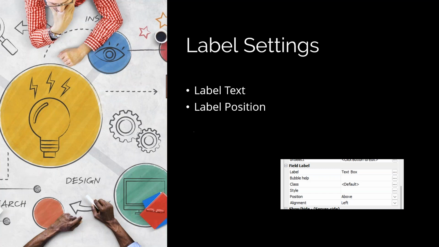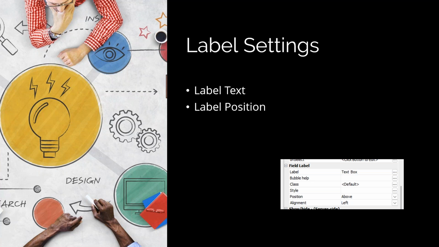Label settings, not every control. Most controls can have a label, some can't. You'll know because you won't find the field label settings in the control properties when you select it. But the label is usually present for most, and it's optional. You can tell it not to display. That's part of the position settings. But if you do have one, you can customize what the text is, where it appears, any kind of custom styling options you want to apply to it.